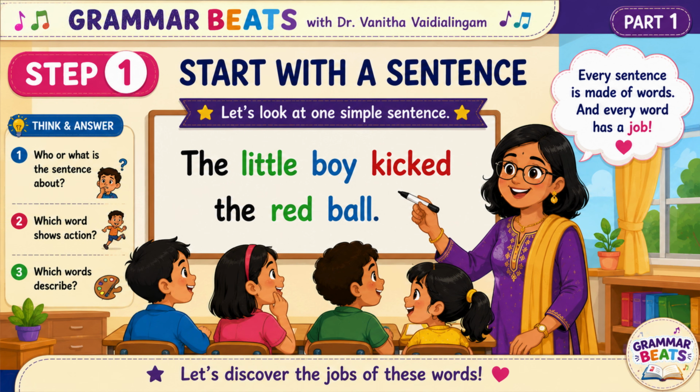Start with a sentence. Let's look at one simple sentence. The little boy kicked the red ball. Who or what is the sentence about? It is about the little boy. Which word shows action? Kicked is the action word. Which words describe the object that received the action? The red ball. Every sentence is made of words and each word has a job. Let us now discover the jobs of these words.